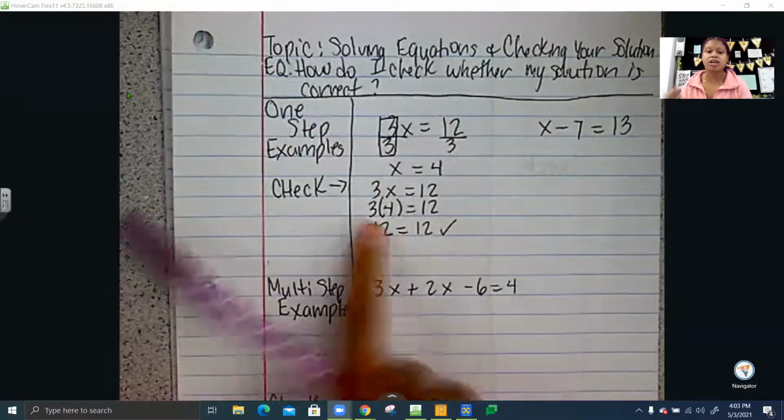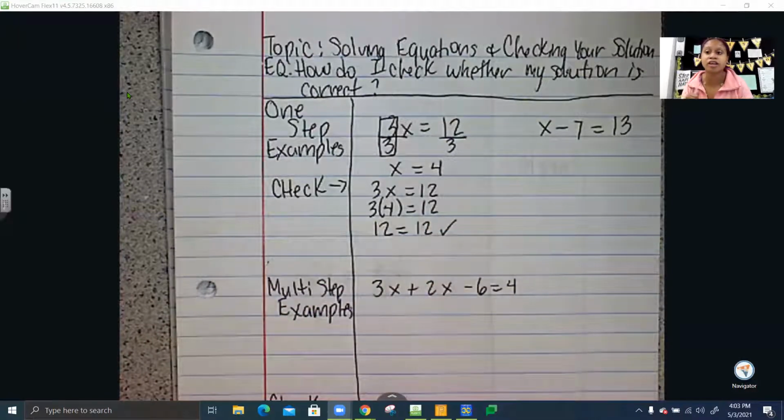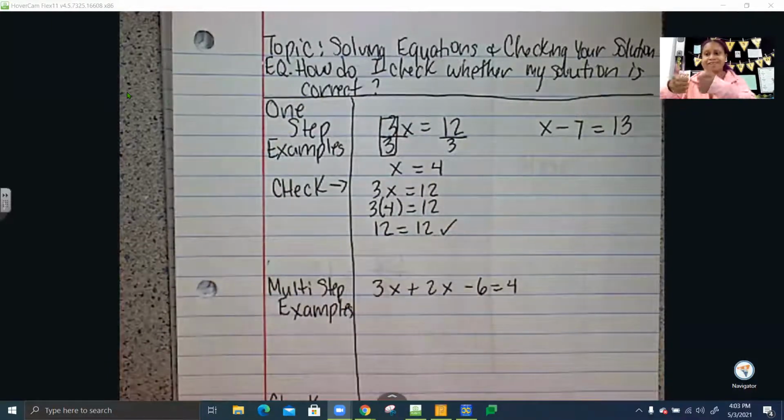If you were to get 10 on one side and 12 on the other, then they are not the same. That means you have to go back to the drawing board and try the problem once more. We got 12 equals 12, so that is correct.